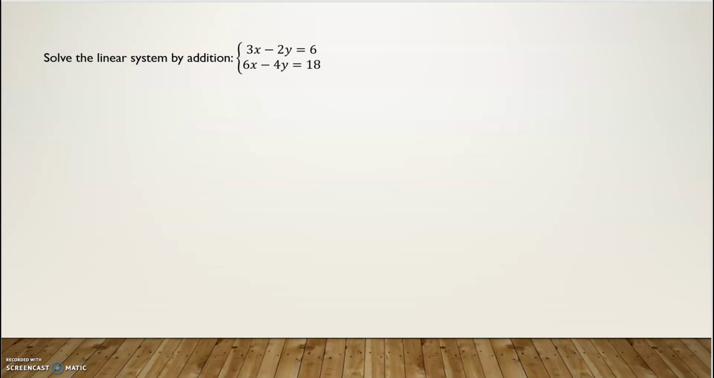Okay, so what I'm going to do is multiply this equation by negative 2. So when I multiply the negative 2 times this negative 2, it will give me a positive 4, and then I'll have a negative 4 here, and then they'll cancel out. So that will give us negative 6x plus 4y is equal to negative 12. And we have 6x minus 4y is equal to 18.